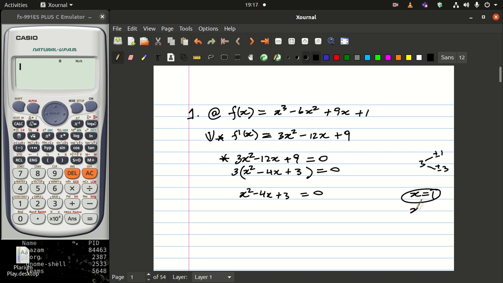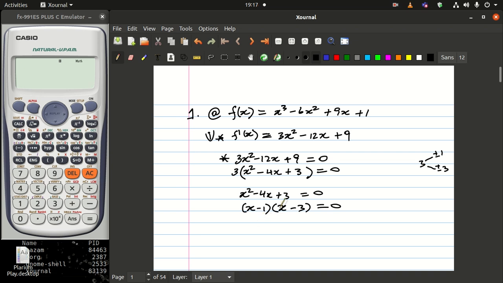In other words, x minus 1 is one of the factors of this. So I will have x minus 1, and then on this side, I don't know what you are going to get, but the nice thing is that x squared divided by x is going to be x, and then positive 3 divided by minus 1 is going to be a minus 3. So that's how you factorize this.